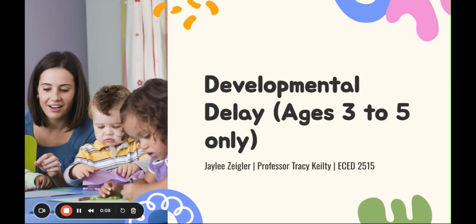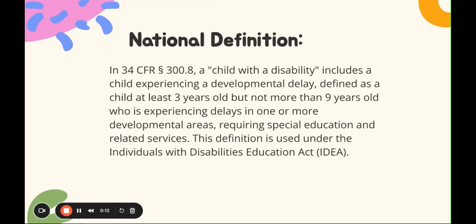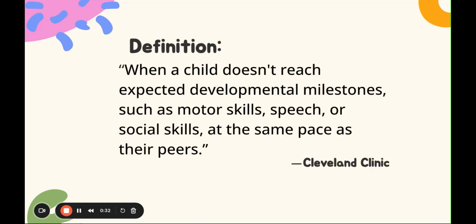Today I will be discussing developmental delay ages 3 to 5. National definition states a child with a disability includes a child experiencing a developmental delay, defined as a child at least 3 years old but not more than 9 years old who is experiencing delays in one or more developmental areas, requiring special education and related services. This definition is used under the Individuals with Disabilities Education Act.